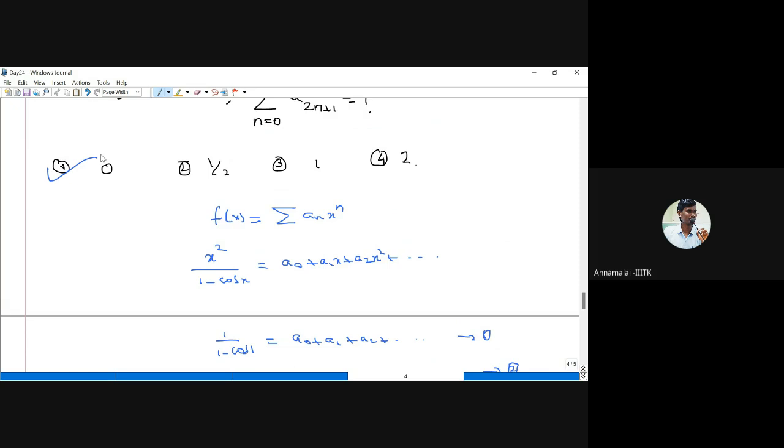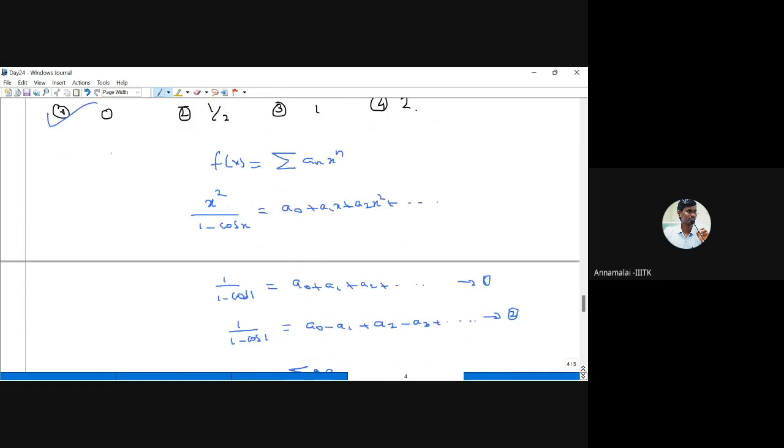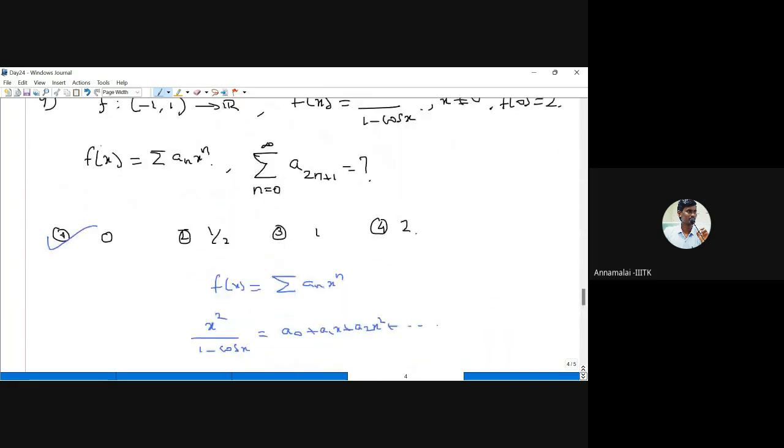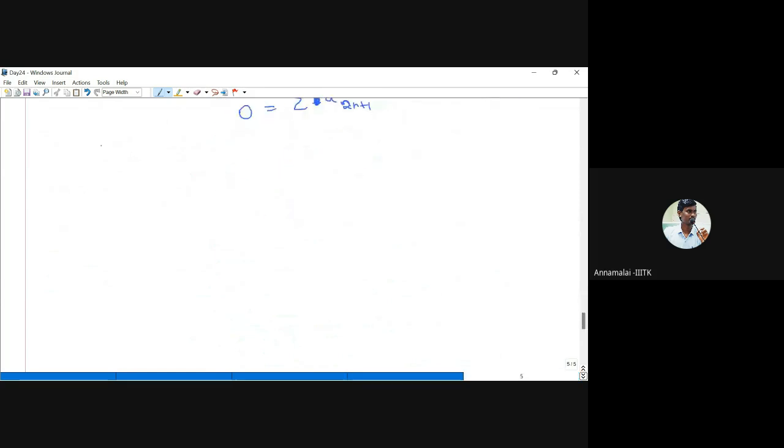Okay. Now the next problem. For uniformly continuous, it's a very important thing. 10th question: which of the following is uniformly continuous? So I forgot to mention one result.